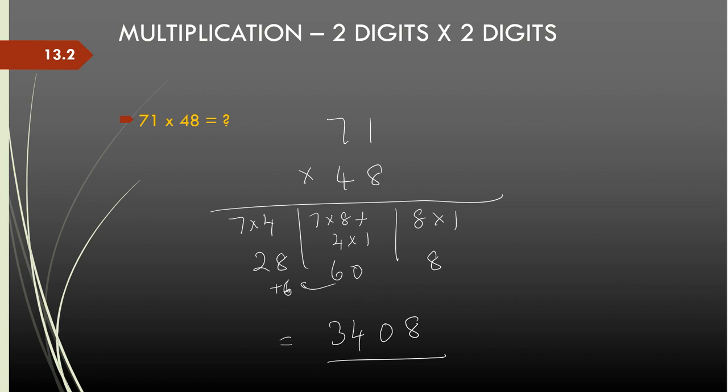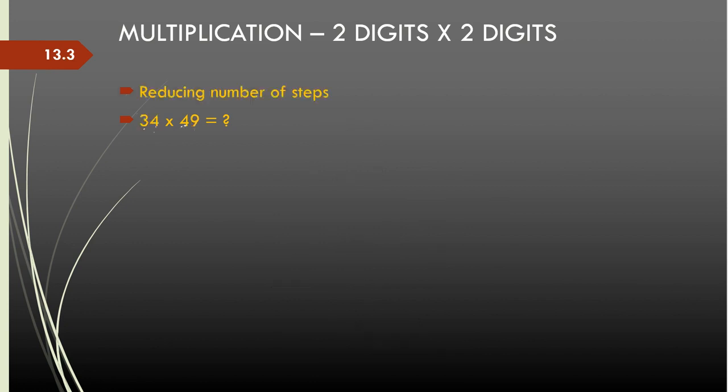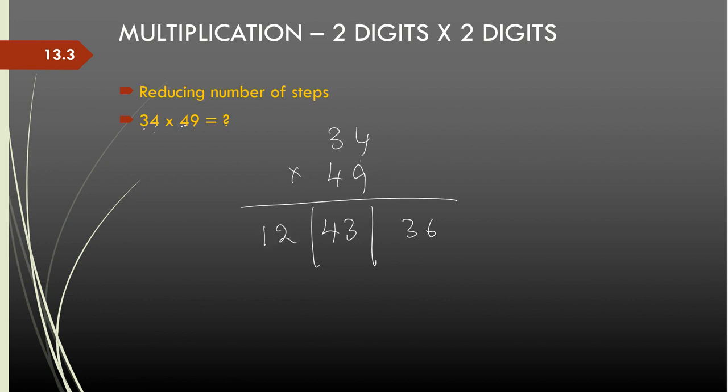Now with some practice I can do the products very quickly. So 34 into 49. I will just write the parts now. So 4 9s is 36. 3 into 9 plus 4 into 4. That's 27 plus 16, which is 43. And 3 into 4, 12.